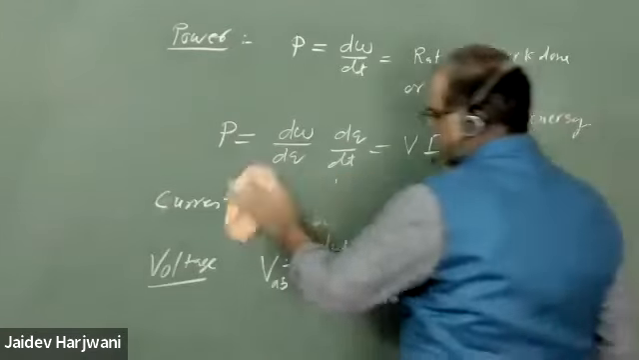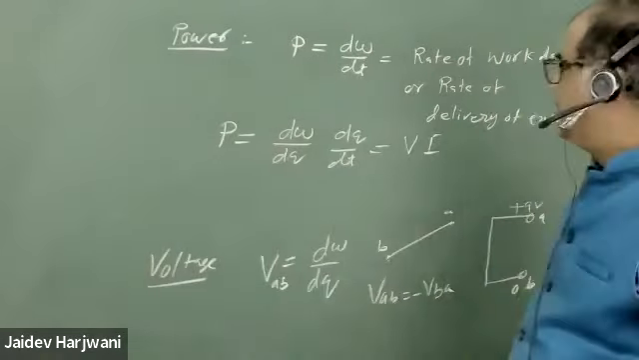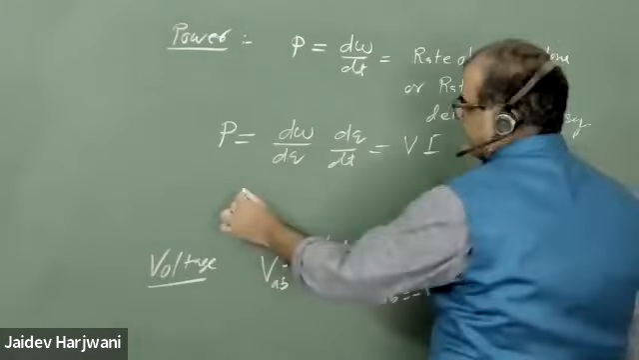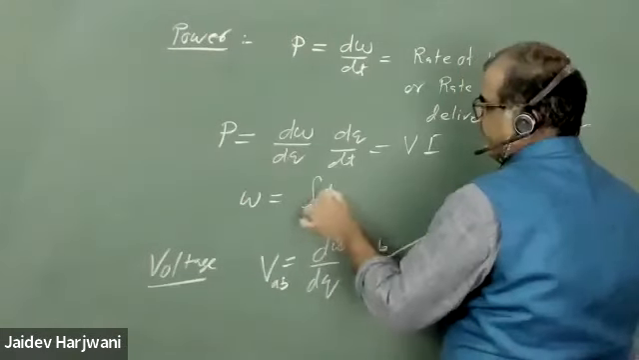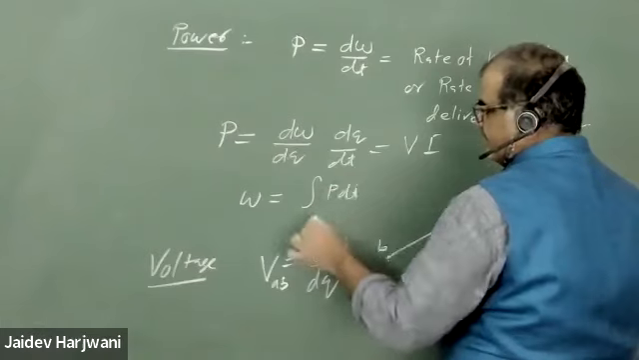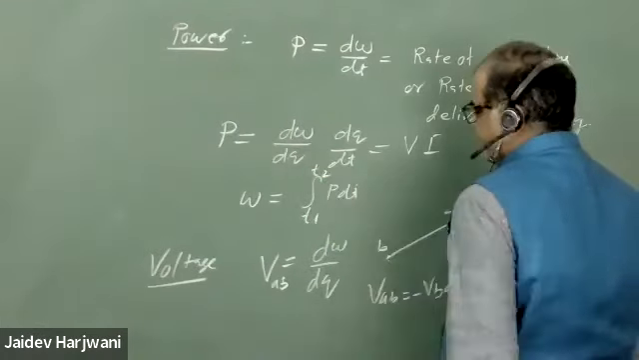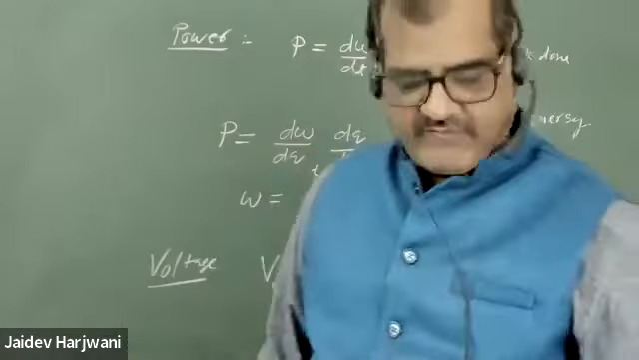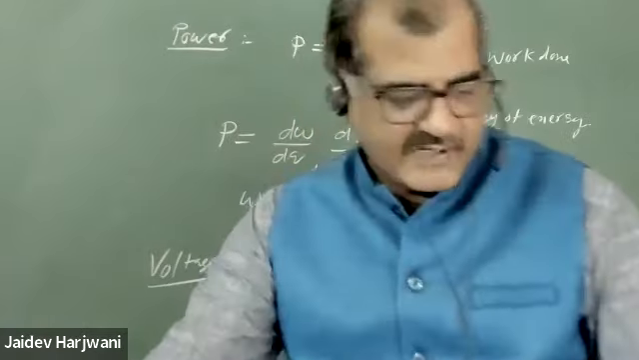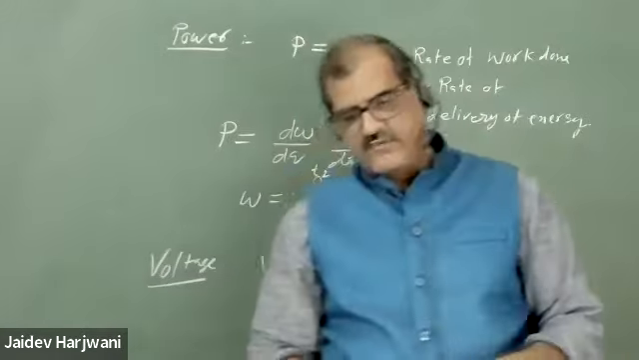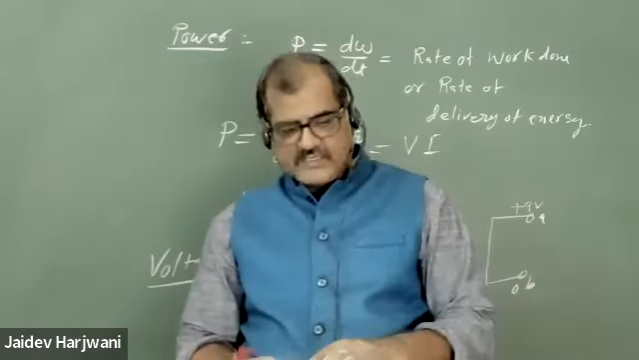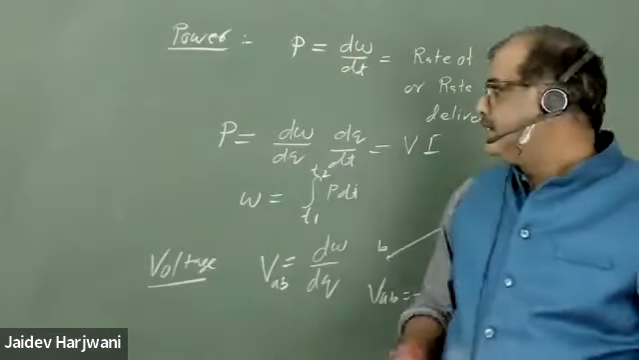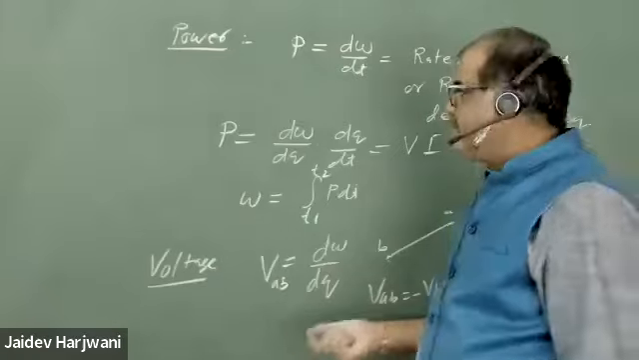Power can also be used the other way: if I know the power, I can calculate the integral of p dt, which is how much work is done delivering this power from time t1 to t2. These are simple definitions and equations which you are already familiar with. Circuit analysis simply means I need to calculate currents and voltages across every component and every branch. Now let me start network analysis: how is network analysis done when you have a circuit given?